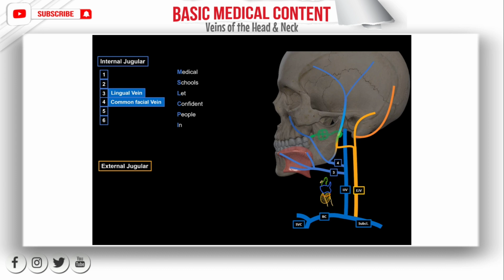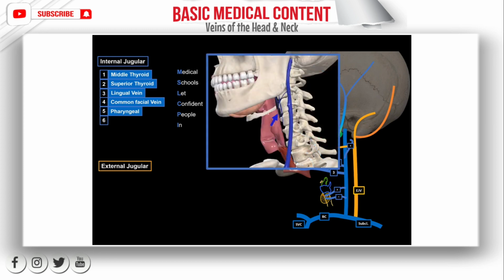So the first one is the middle thyroid vein, which drains the middle part of the thyroid gland. Then we have the superior thyroid vein, which drains the superior part of the thyroid gland. Then the L and C stand for the lingual and the common facial vein. Then P stands for the pharyngeal vein, which goes towards the pharynx and forms this plexus, the pharyngeal plexus, as you see in this picture.